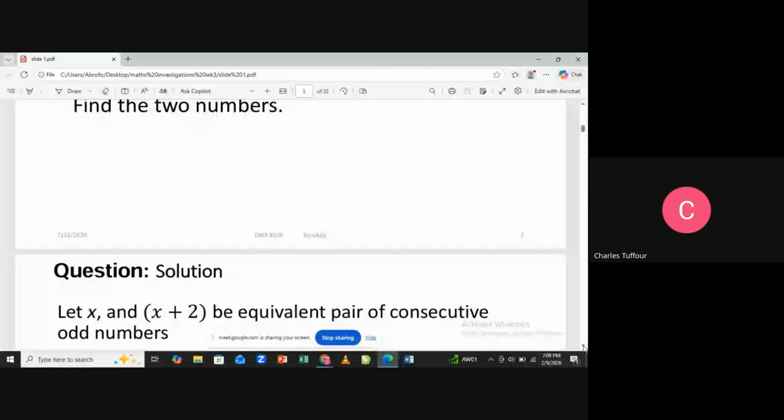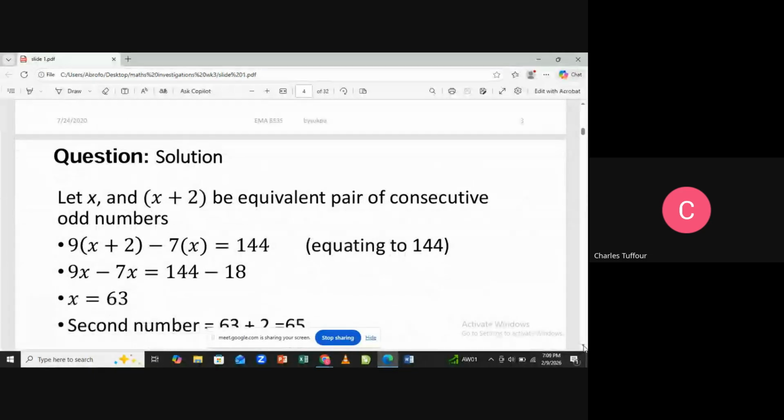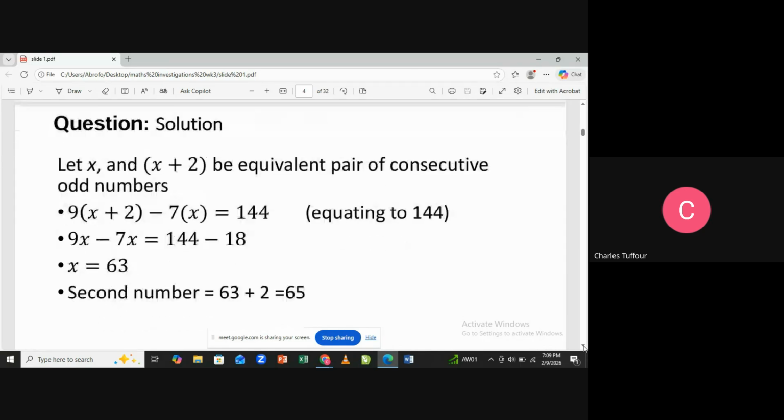Now, let x and x plus 2 be a pair of consecutive odd numbers. Now, I am discussing this one with you. Why is it that I let x be the first odd number and the second number be x plus 2? In case any student or any child asks you, how will you explain this? The first number is x. Why is the second odd number x plus 2?